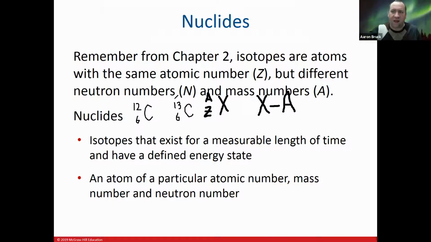Now we can take that concept from chapter 2 and integrate it into this concept here in chapter 15 by understanding that another term for isotope is nuclide. And nuclides are simply isotopes that exist for a certain amount of time and have a certain energy to them. So when we refer to something as a nuclide, we can think of them in the same way that we thought of isotopes. They're defined by an atomic number and a mass number. In other words, a symbol and a mass number.